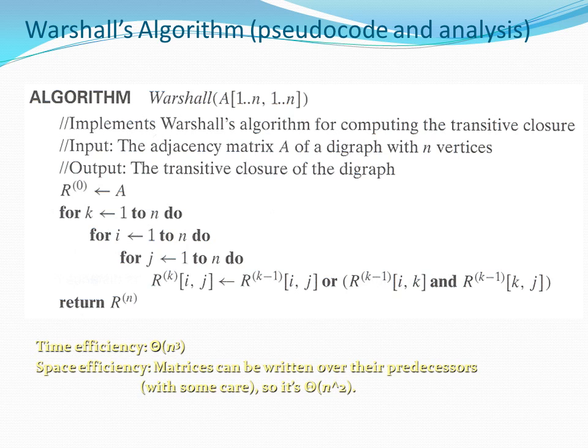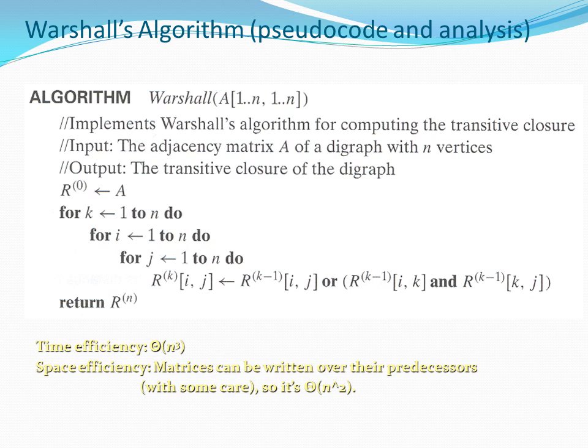Warshall's algorithm. The input is the adjacency matrix representation of a given graph. Let R of 0 equal the adjacency matrix of the graph. For k equal to 1 to n, do. Then for i equal to 1 to n, do. Then for j equal to 1 to n, do. Here the k loop is used for each step, R of 1, R of 2, R of 3 like this. Then i and j are used to represent row value and column value.